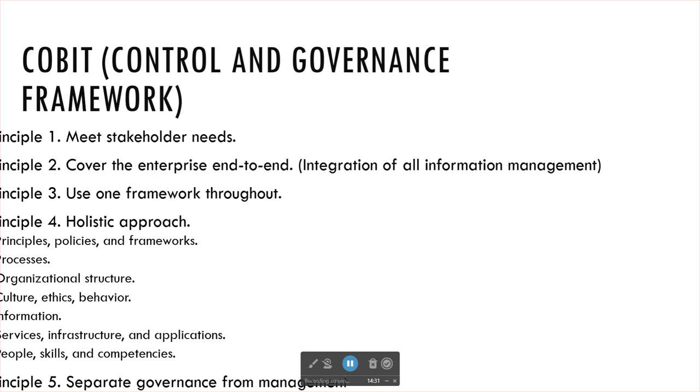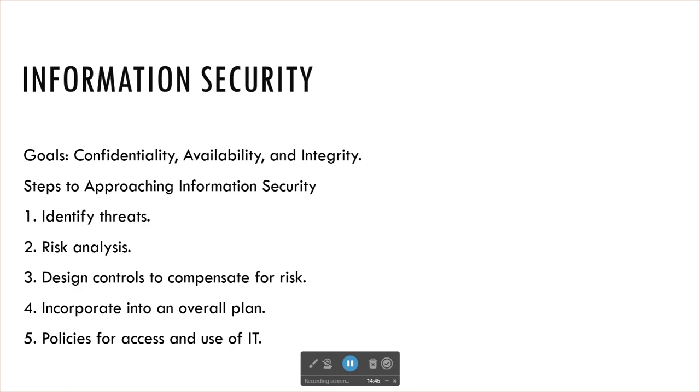Now, there's a governance for IT that has to be separate from management. And this is the oversight. We're talking about the oversight of IT. So this is COBIT, a control and governance framework, and it has to do with IT.